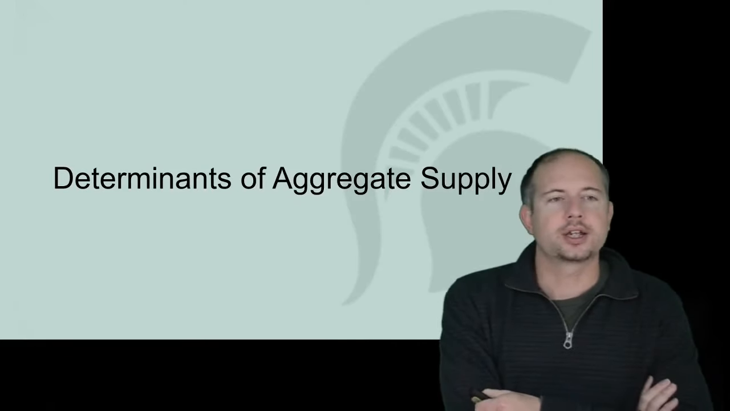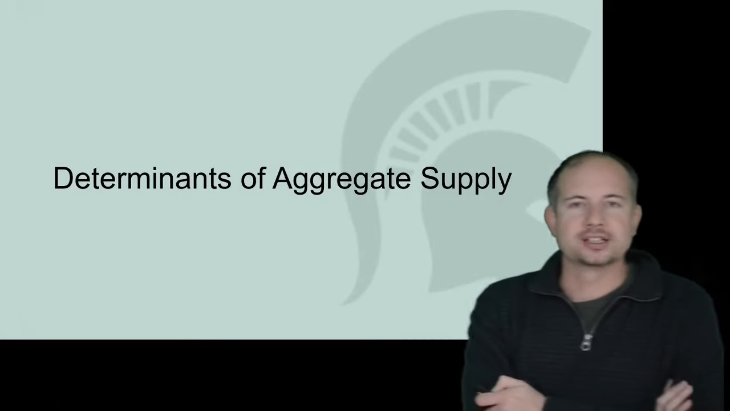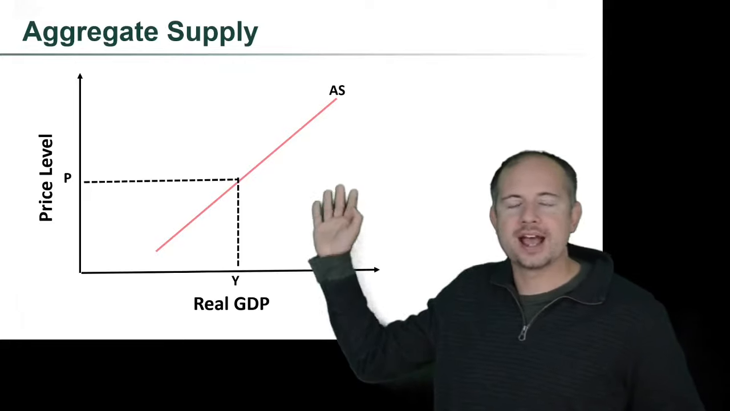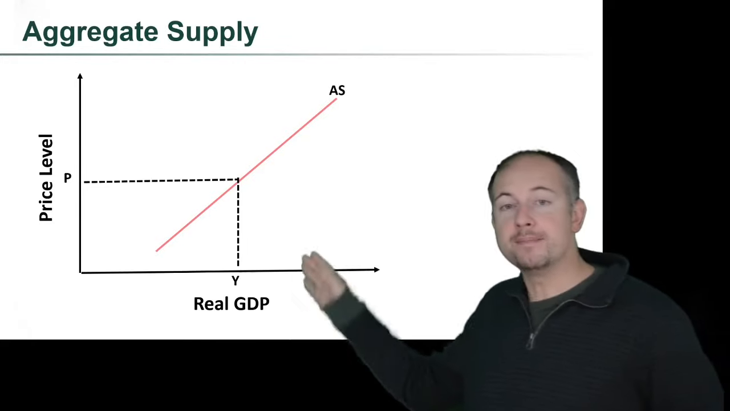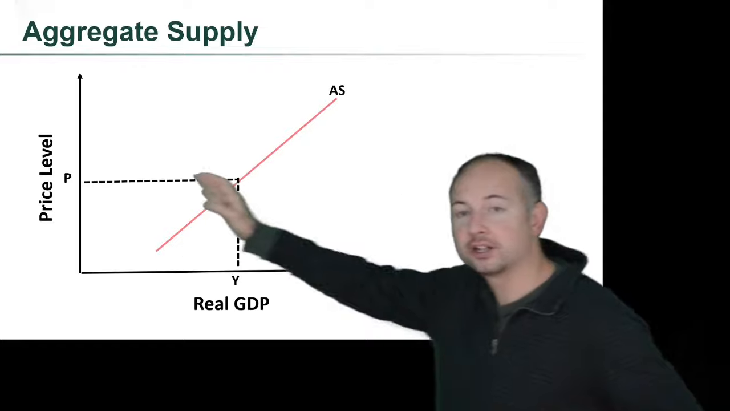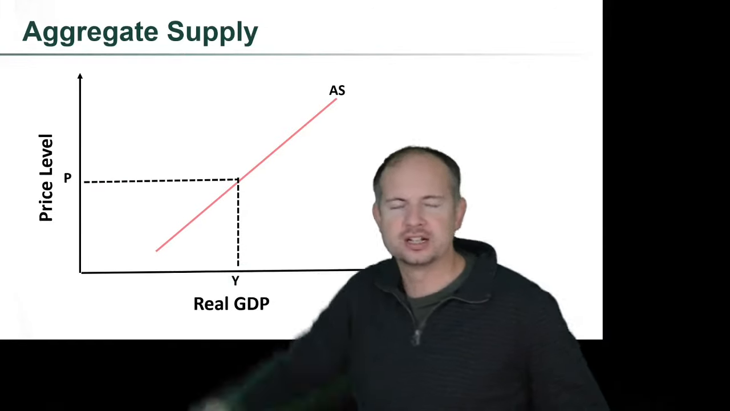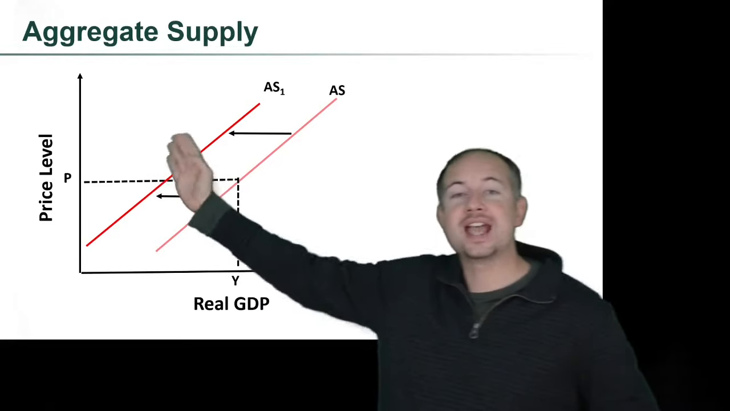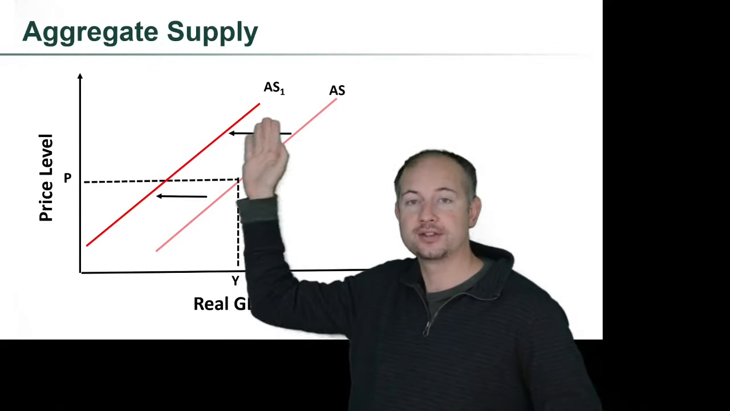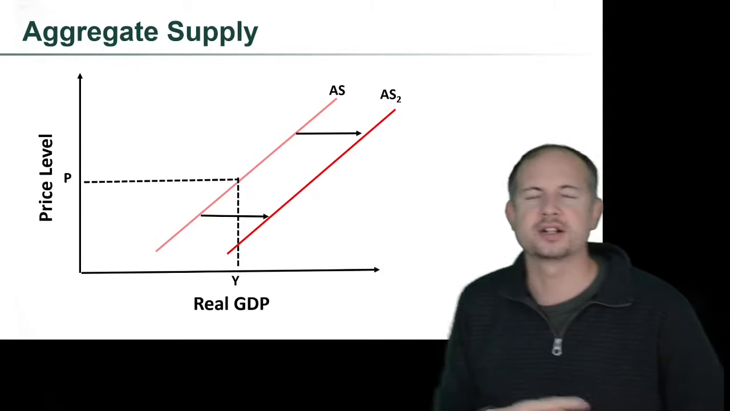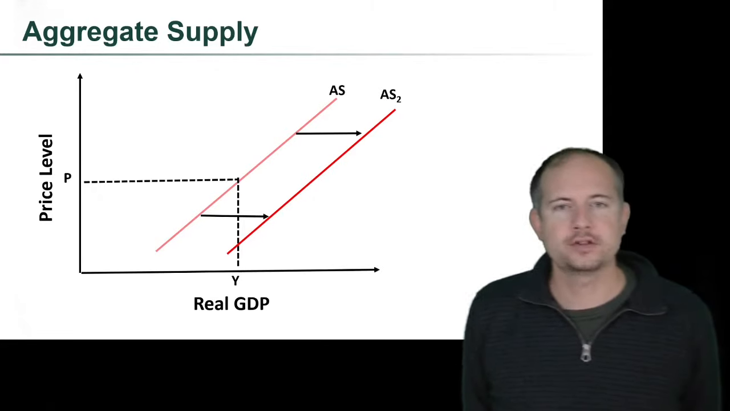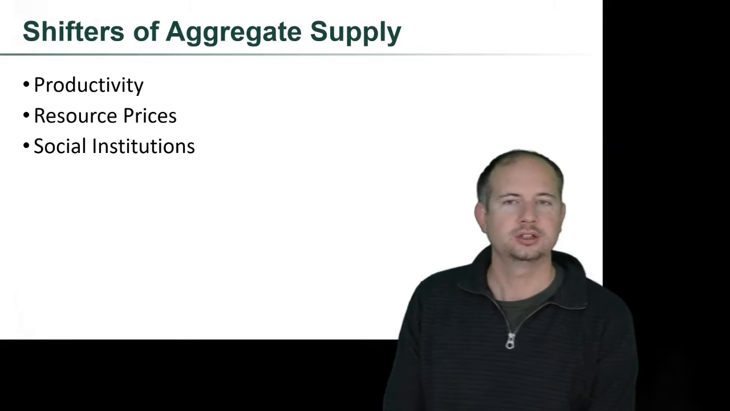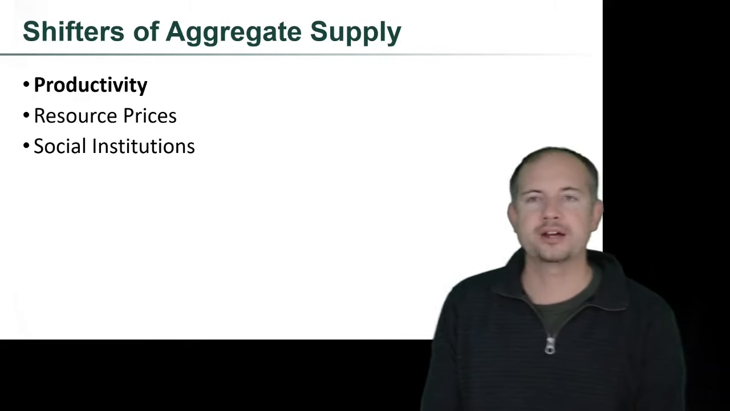Now we are going to look at the determinants of aggregate supply. What I mean by that are, what are some things that can make aggregate supply shift? We know that movement along the aggregate supply curve comes when the price level changes. Or sorry, what makes the aggregate supply curve shift? It can either decrease or it can increase. It can shift to the left or the right. So what are the things that make it shift? There's a few. The first one we'll talk about is productivity.